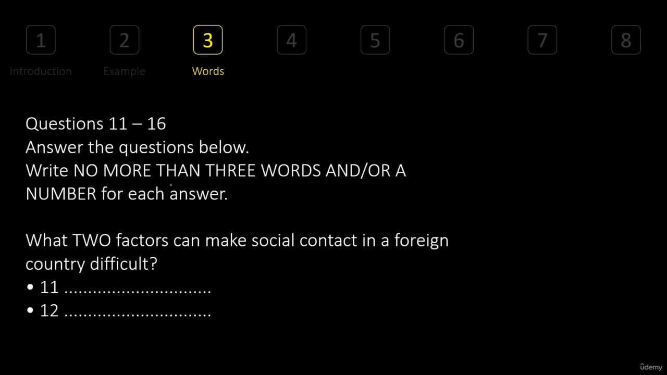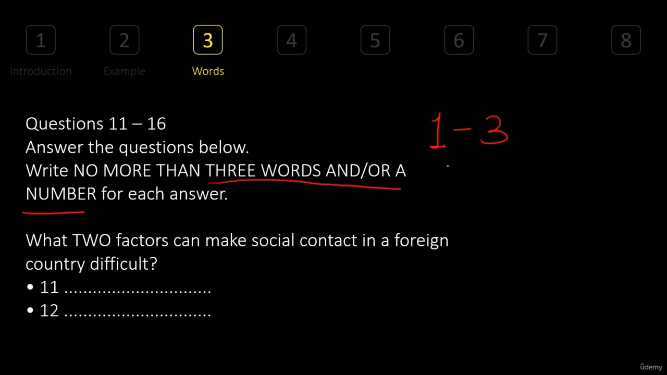You see how many words do we have here? 3 words and or a number. In a previous video, I have explained what is the meaning of and or a number. If you can, please go back to the other video. If not, let me explain it here. You cannot write more than 3 words. Your answer must be between 1 to 3 words. Secondly, if it is a number, you can add it to the word.